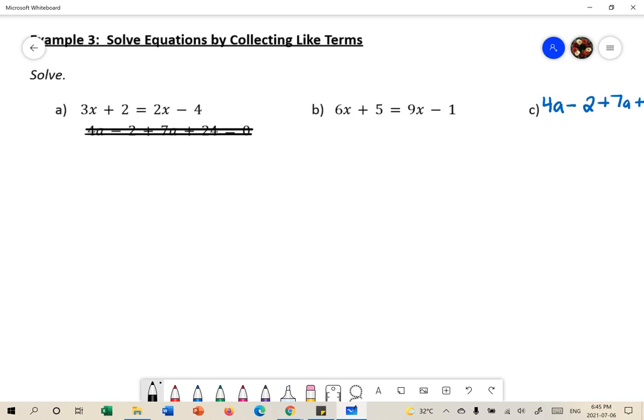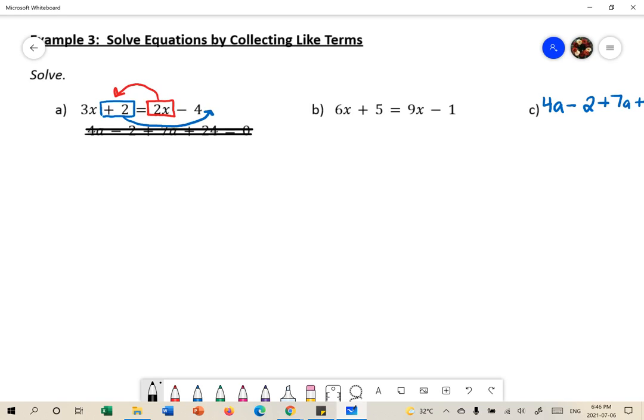The first thing I want is for my like terms to be on one side of the equal sign and then my other like terms to be on the other side of the equal sign. So I'm going to bring my 2x. I want this to be eliminated from my right side and I want it to appear on the left side. And then I want my +2 constant to be eliminated from the left side and reappear on the right side so that my like terms are on the same side.